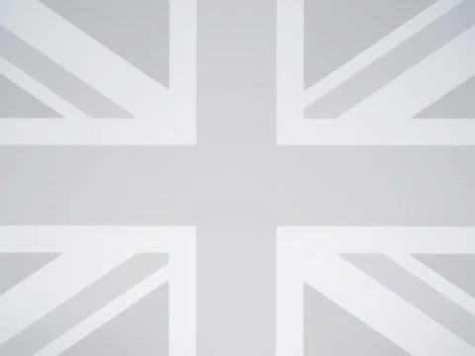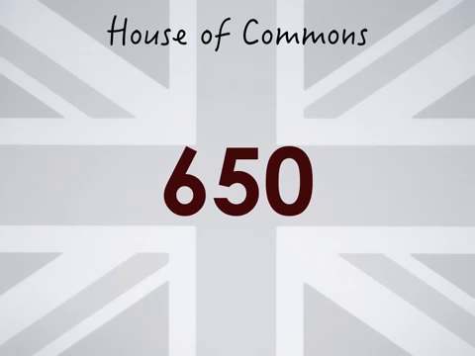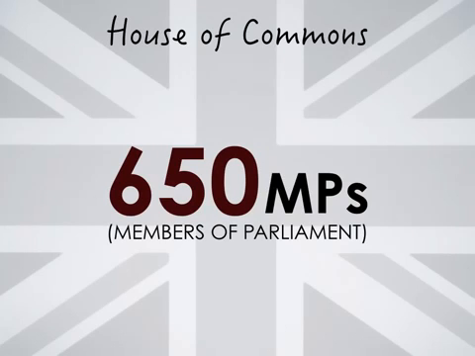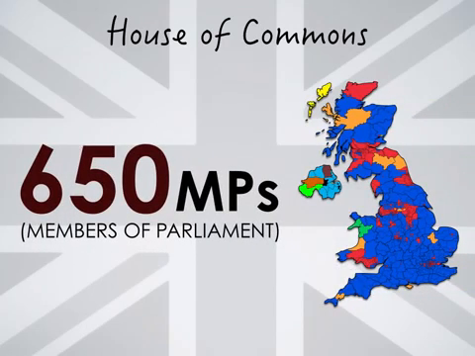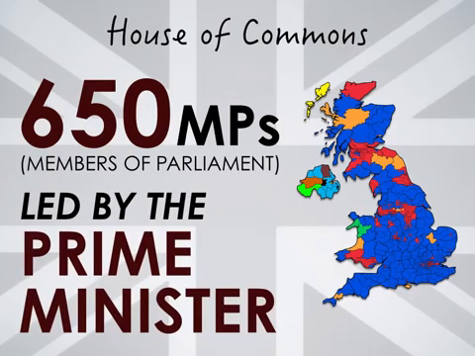Okay, now let's move away from the House of Lords and talk about the House of Commons. The Commons is, without a doubt, the most important governmental body in the United Kingdom. It's made up of 650 elected representatives called MPs, which is just a nifty abbreviation for Member of Parliament. And each MP represents one of the 650 electoral districts in the UK. The Commons is led by the Prime Minister, who is both the head of government and the leader of the majority party.